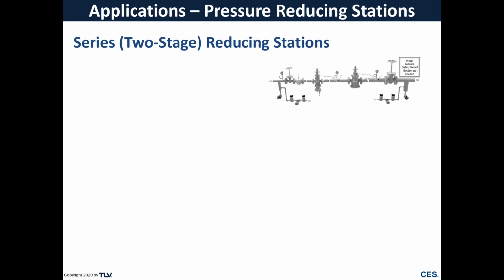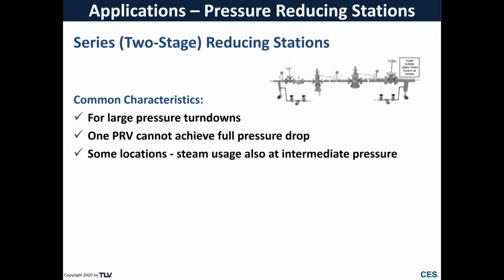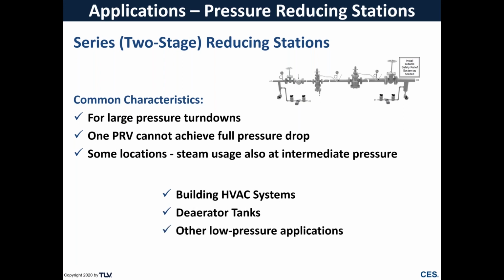Typical characteristics of series reducing stations are that they are often used for very large pressure turndowns, where one PRV cannot take the full pressure drop. And in some cases, the intermediate pressure may also be used to supply steam to a separate set of applications. Some common applications for two-stage reduction are building heating or HVAC systems, deaerators, which typically require makeup steam pressures of 5 to 10 psig, and other low-pressure applications.